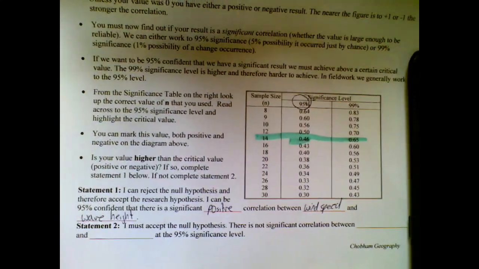So that is using Spearman's rank to check if there's a correlation between two sets of data. And in this case, there was a significant positive correlation between wind speed and wave height.